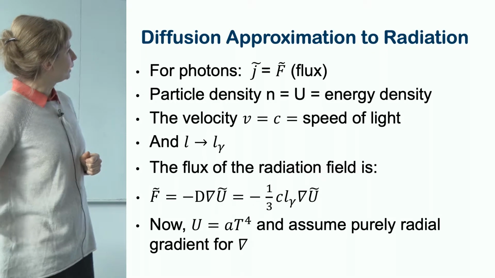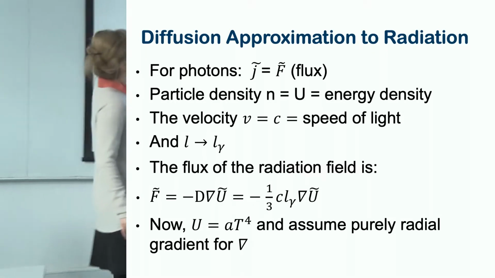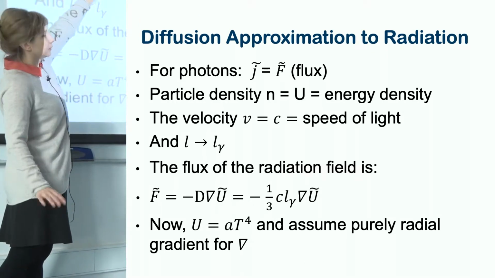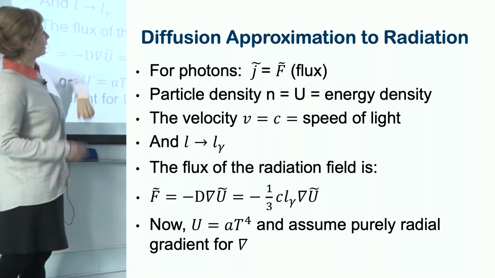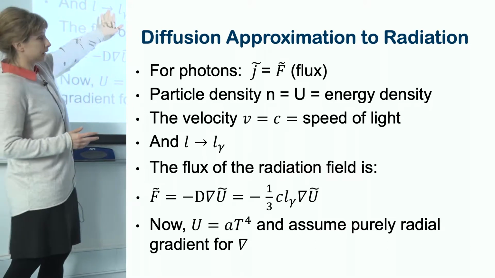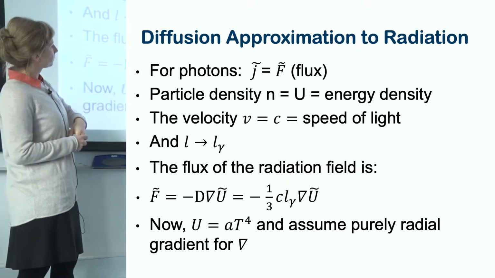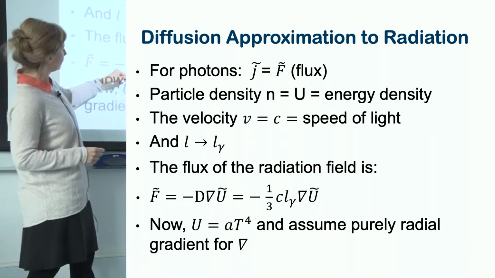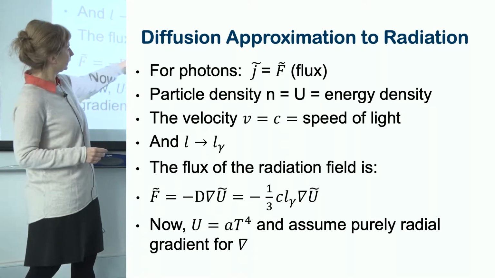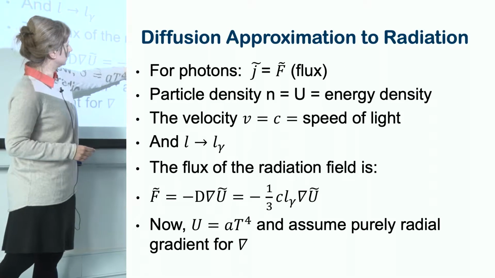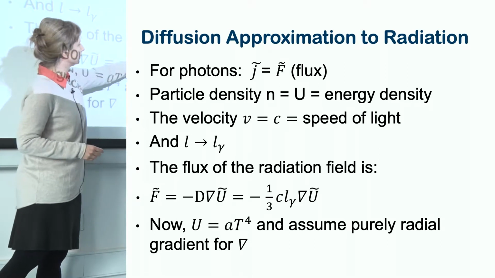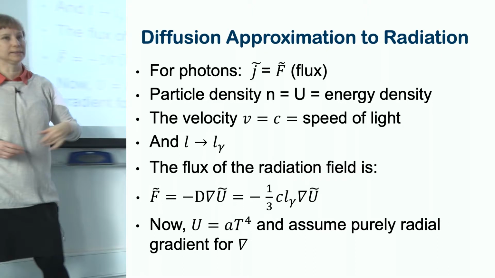So let's do that. I'm just rewriting that out. So our J, our flux density, is going to be for photon flux. Then we have our energy density, speed of light, and our length scale of photons. And then we can rewrite this as minus D times the gradient, so 1/3 speed of light times our length scale times the gradient of our energy density.